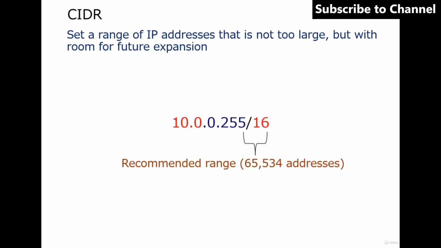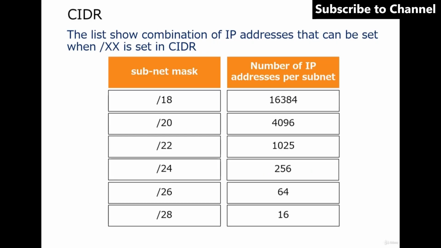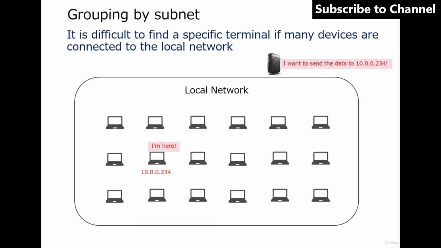/24 or /16 are often used when creating a subnet. With /16, you will have 65,534 addresses available, which gives you a fair amount of IP address range. This table shows the combination of IP addresses and subnets specified by the subnet mask. The larger the subnet, the smaller the range of IP addresses that can be used. This subnet makes it easier to find out where and what equipment is set up.